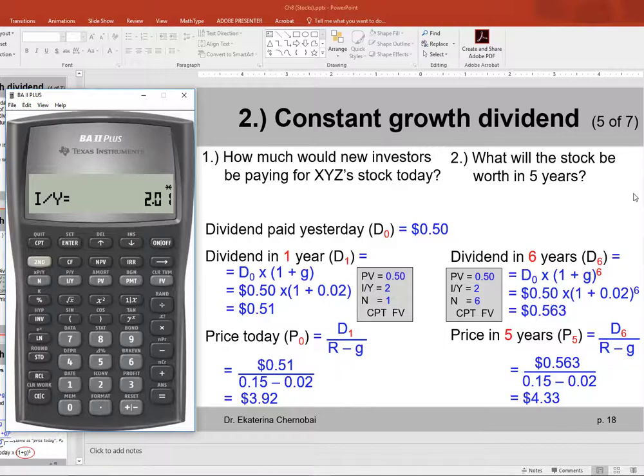So another way I could do the calculations for the second problem was to take my price today, 3.92 negative PV, and then say that after 5 years, 5 N, at 2% growth in price, 2 I/Y, what would be my stock price in 5 years? Compute FV, $4.33. Just like the answer we got when we followed a completely different calculation approach, right?